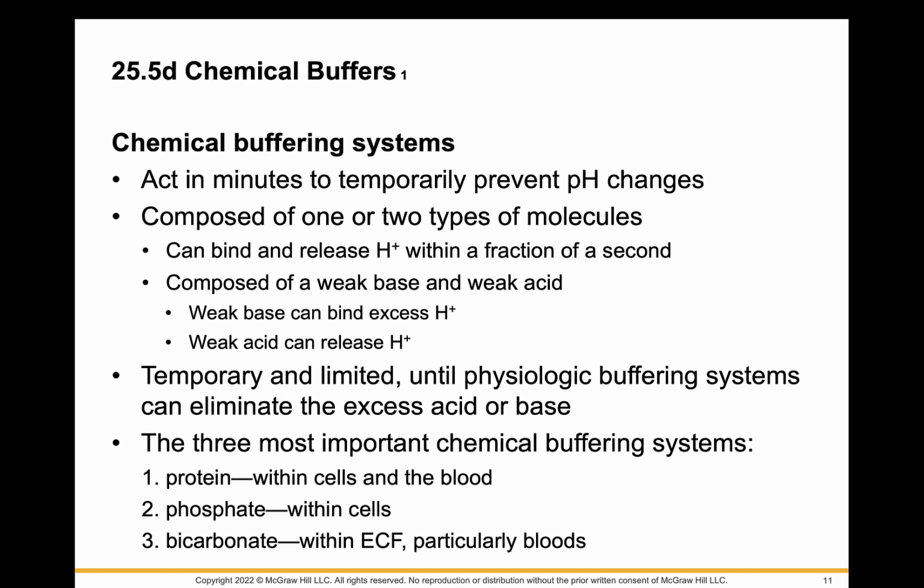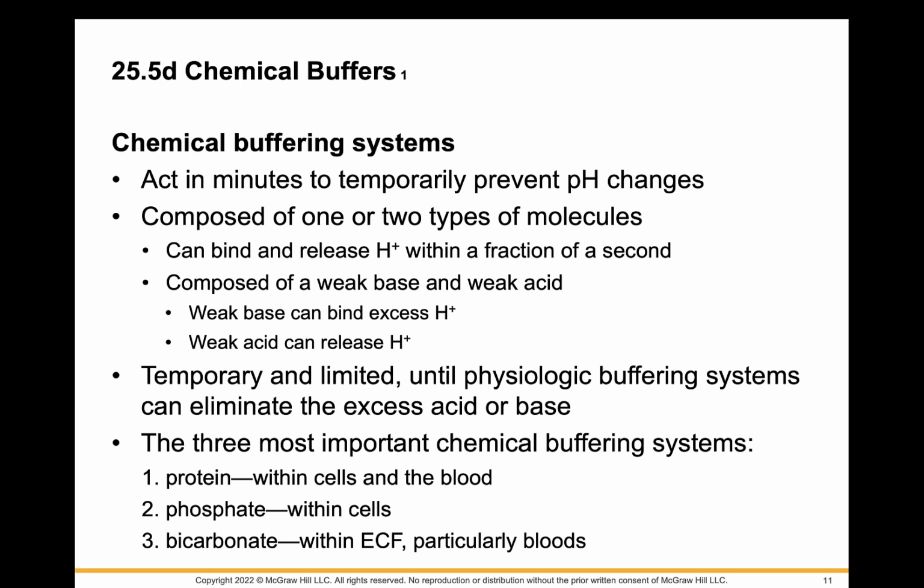Now, the most effective system we have are chemical buffers, and they're very fast acting and can act in minutes to temporarily prevent pH changes. Generally, when we look at a chemical buffering system, they're made up of one or two types of molecules, one that can bind and release hydrogen ion within a fraction of a second. The thing to remember here is this is composed of a weak base and a weak acid.